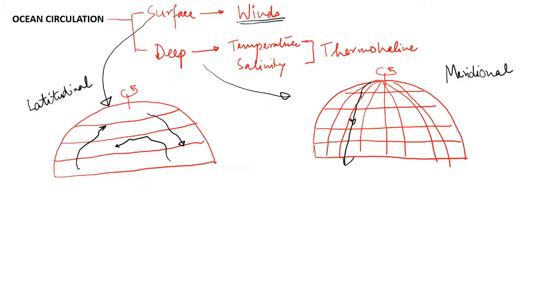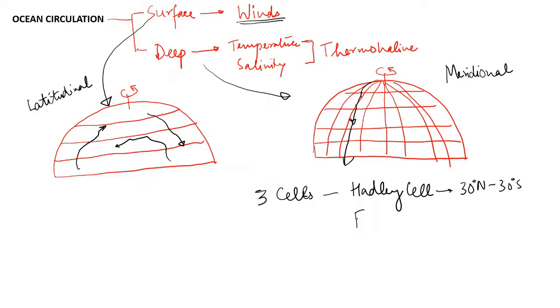If you watch the previous videos on wind circulation pattern, atmospheric circulation, you will come to know that there are three cells which operate. First one is the Hadley cell. Hadley cell operates from 30° north to 30° south latitude. It starts at the equator.